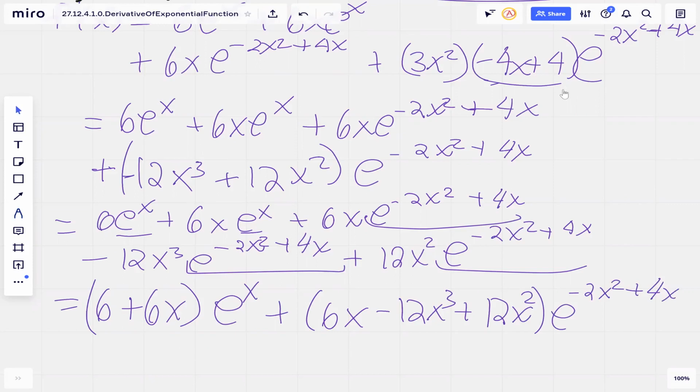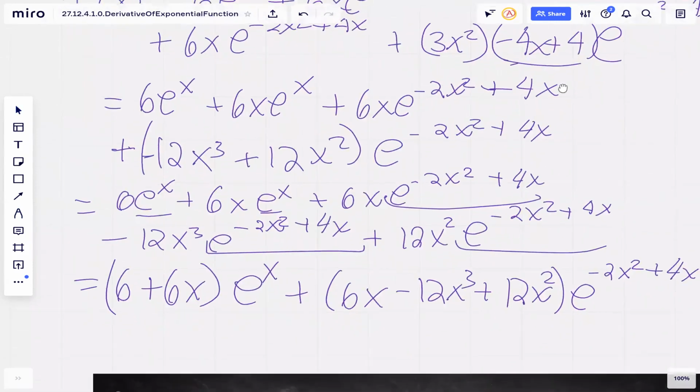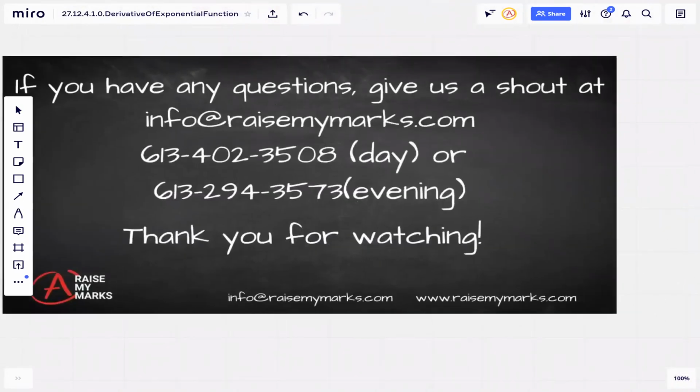In any case, we've taken the derivative of the exponential function, and that brings us to the end of our video today and our exercises.